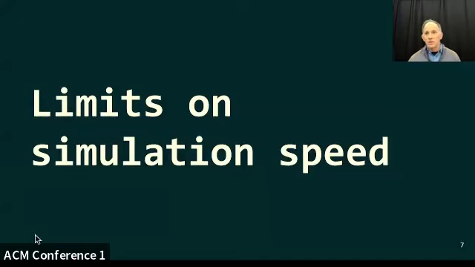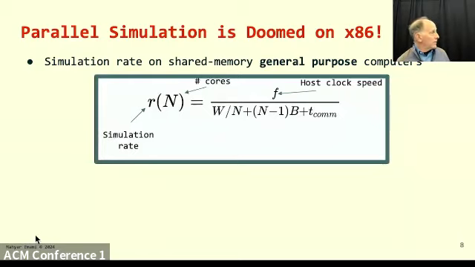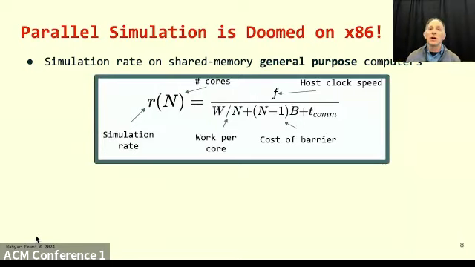So what are the limitations on simulation speed? Well, we can write out a fairly simple model, which is going to tell us that the x86 is not going to work very well for us. The simulation rate is on the left-hand side there. So it's the number of cycles we can simulate per second. N is the number of cores. F is the frequency of the processor we're running on. There's the work per core, and there's the cost of the barrier. We have the communication cost in there, but we're just going to ignore it for now and assume that it's close to zero. So the problem we're going to have is the cost of the barrier.